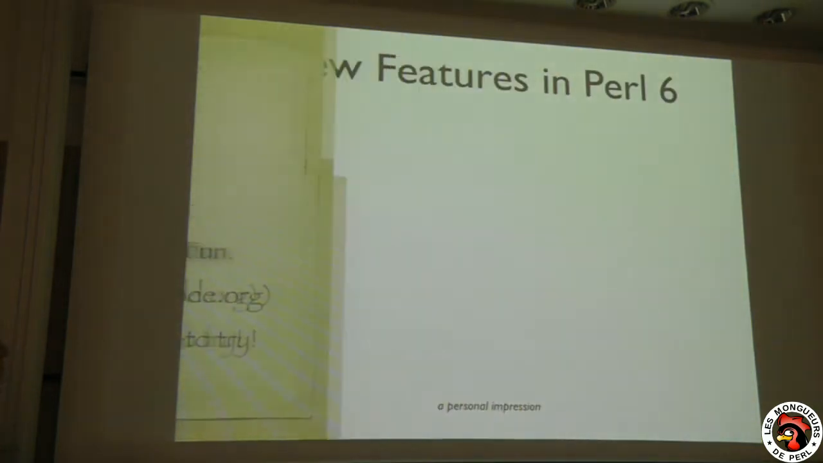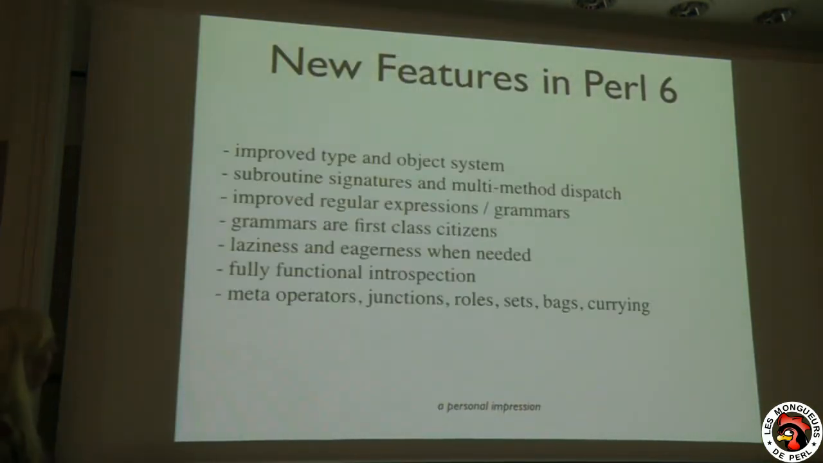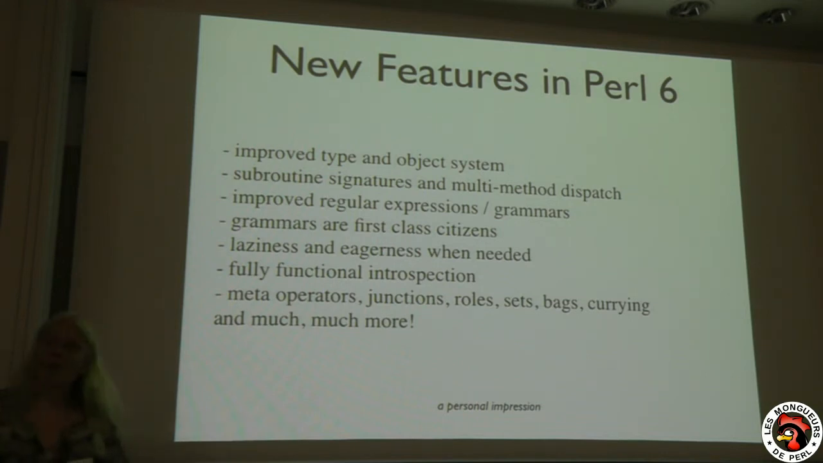So what are the features of Perl 6? Well, there's a lot of them. I'm almost out of time. But yeah, subroutine signatures, the method dispatch, type and object system, grammars, laziness, introspection, there's so much. But you don't all have to use it immediately. You can actually write Perl 5 and Perl 6 if you want.